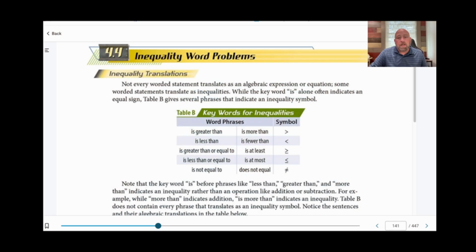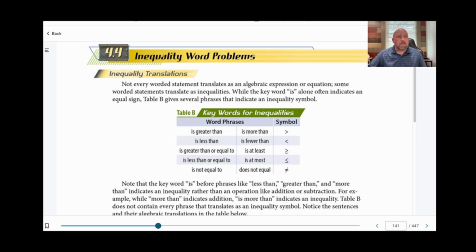Today we're going to do the same as we did with equations, except we're going to do word problems with inequalities this time. It's really mostly the same, just a little bit different, solving them the way we solve inequalities, but using the same principles that we solved equalities with. So page 141 in your book, section 4.4, inequality word problems.